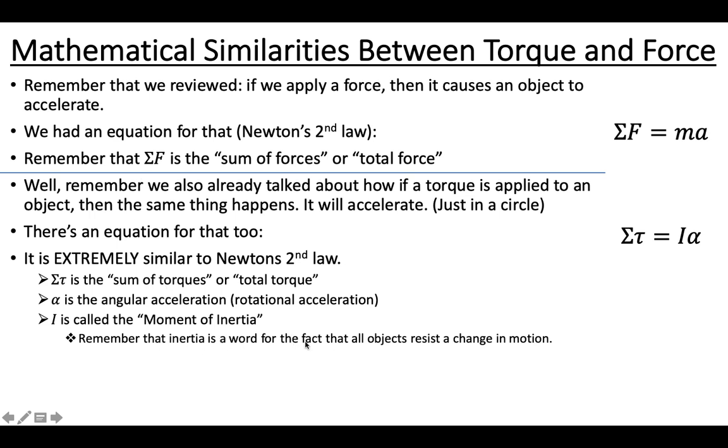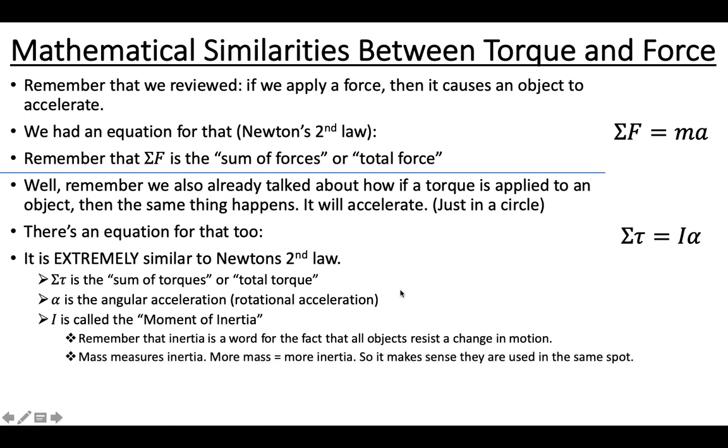It's just a word for the fact that all objects resist a change in motion, right? So if you push on a car, it's going to resist you pushing on that car. It doesn't just fly away just because you pushed on it. It doesn't want to move. Newton's first law: an object that is still will stay still unless there's an external force applied. So it's sitting still, so it wants to stay still. It doesn't want to change. That's inertia. Okay, and mass is a measurement of inertia. Mass and inertia go together perfectly.